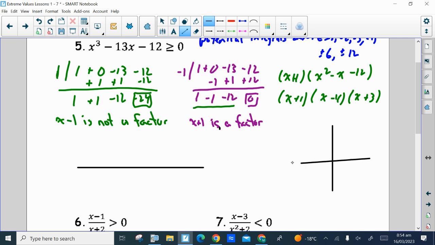So if we were to sketch a graph here, x plus 1 is a factor, so negative 1 is an x-intercept, as well as negative 3. That would come from the x plus 3 factor. Positive 4 is an x-intercept, which comes from the x minus 4 factor. So negative 1, negative 3, positive 4.